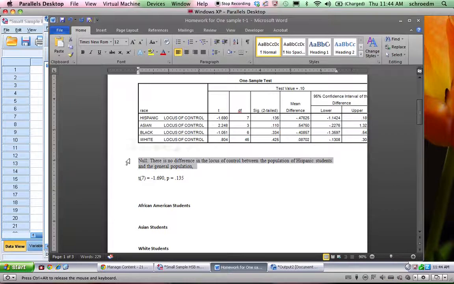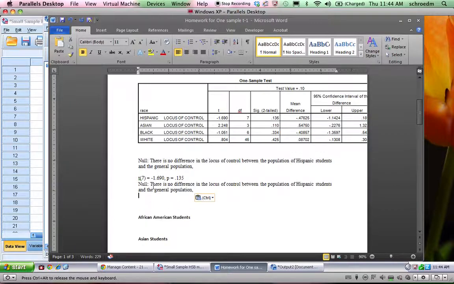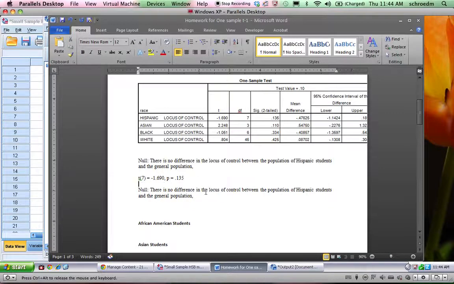The alternative is, again, pretty much the same thing. Only this time I'm saying that there is a difference in the locus of control between the population of Hispanic students and the general population. Now, because my p-value is greater than 0.05, I am going to say that the null is true, and that's my evidence that the null is true. So I will fail to reject the null.